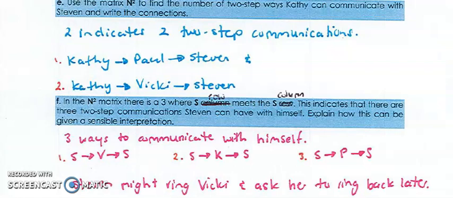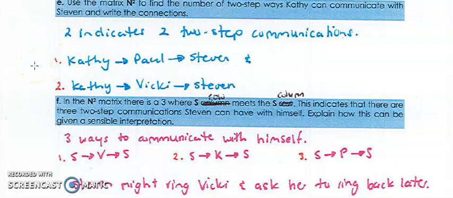E and F, go ahead and copy these down. E says use the matrix n squared to find the number of 2-step ways Kathy can communicate with Stephen, and write these connections. So before, when we wrote this down, we know that between Kathy to Stephen via another person, there are 2 ways. Kathy can talk to Stephen via Paul, or Kathy can talk to Stephen via Vicky. So those are the 2 ways. Go ahead and copy that down.